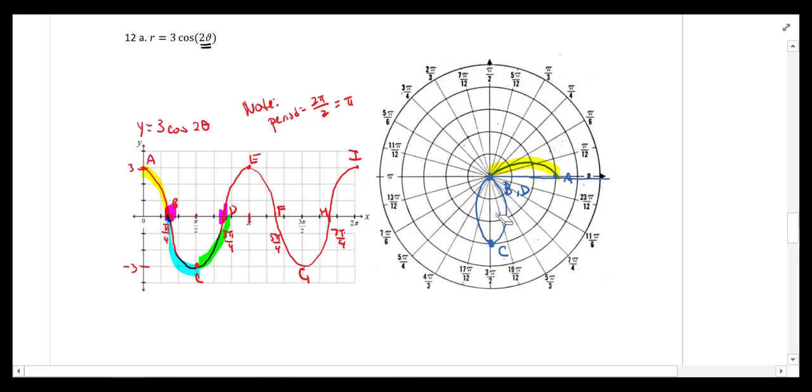Let's keep going. Okay, so from 3 pi over 4 to pi. So that's 3 pi over 4, that's here, all the way to pi. That's this region. Oh, thankfully our R is now positive again. Okay, so I can go to E. It's positive 3, so 1, 2, 3. There we go. So I'm thinking it looks something like this.